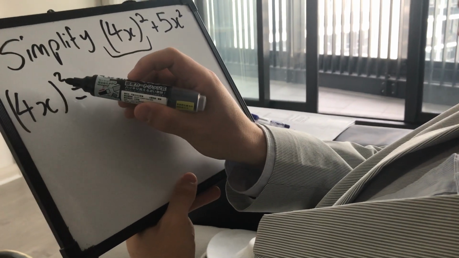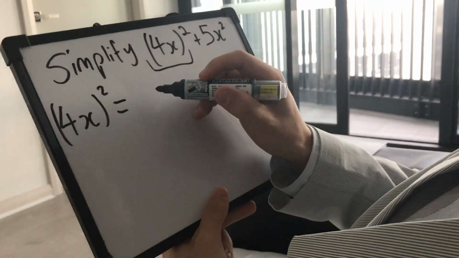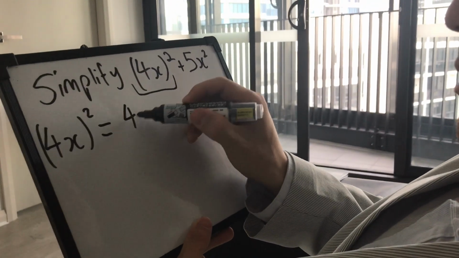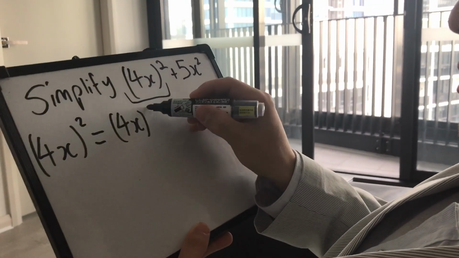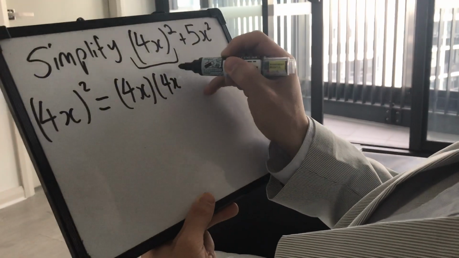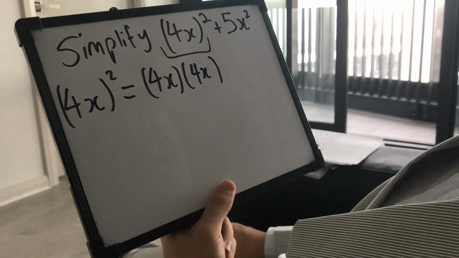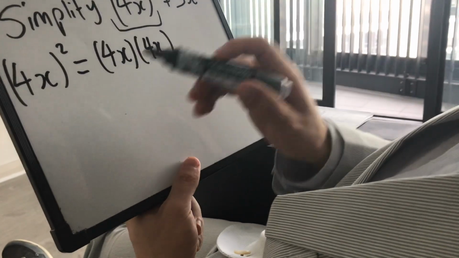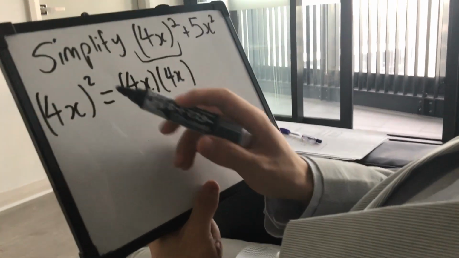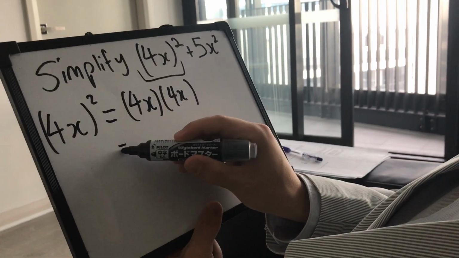So squaring is just multiplying the number by itself. So you have 4x times 4x. We're not memorizing any rules, we're just using the definition of a power, the square.